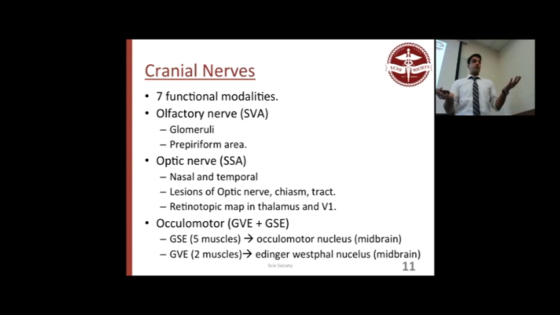So overall, cranial nerves are divided by modalities. There's general sensation, special sensation, afferent, efferent, and then there's visceral afferent, visceral efferent. So just know those, okay? We'll go through each one, and we'll talk about special functionalities for each one.